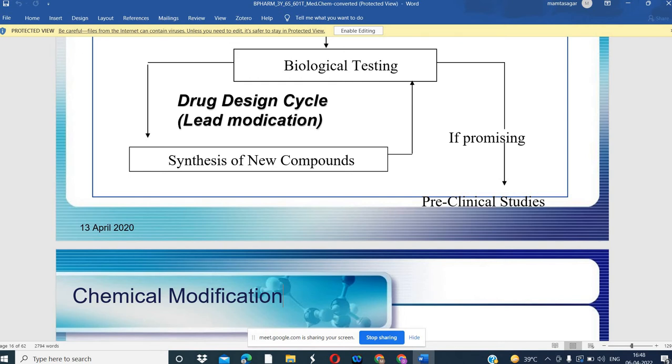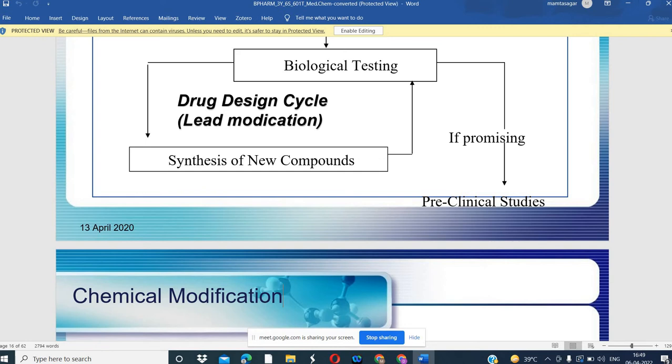Because from the plant extract, not all the compounds will work against the target. We have to identify it. And within the compound also, not the whole molecular structure will work against that target. There is a certain part of the chemical compound, a part of the structure, that actually works against that target. That is called the lead molecule.